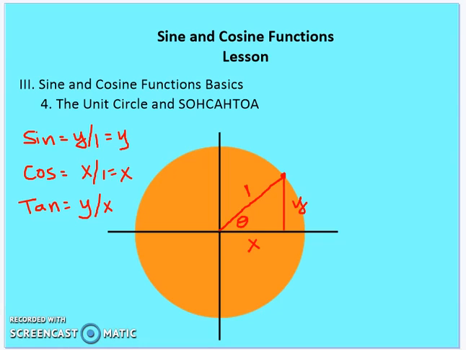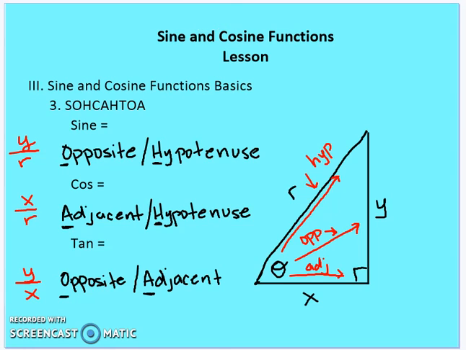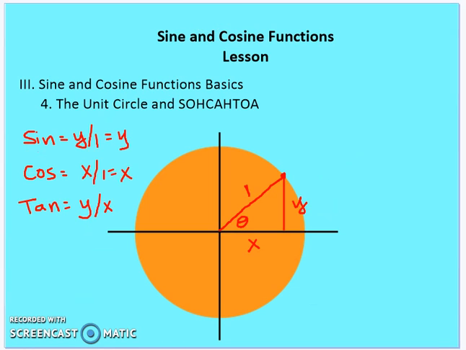So when we think about the unit circle, it establishes a radius of 1, which means that the hypotenuse, what we had previously called r in the prior diagram, is going to end up being 1. So evaluating sine just becomes y over 1 or y, cosine x over 1 or x, and then tangent remains as y over x.